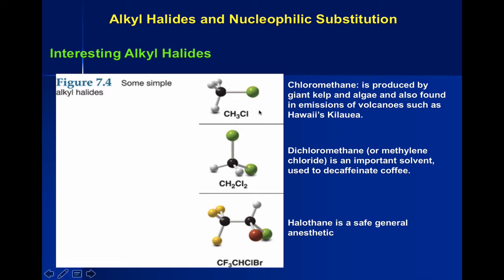Chloromethane is a very simple alkyl halide. It is a natural product in the sense that giant kelp and algae emit this as a byproduct of their biological processes, and it also results in emissions from some volcanoes in Hawaii. Dichloromethane here is a common organic solvent that you all will use in organic chemistry. It's also known as methylene chloride because, of course, the CH2 is a methylene group. And this at one time was actually used as a solvent to decaffeinate coffee quite frequently.